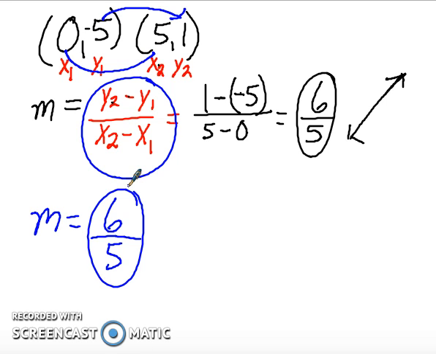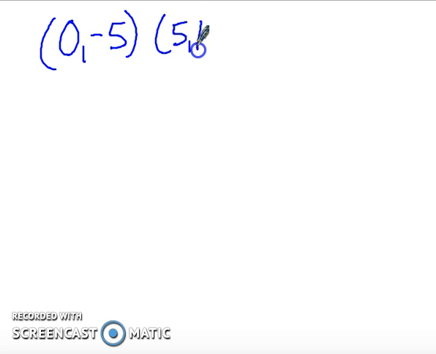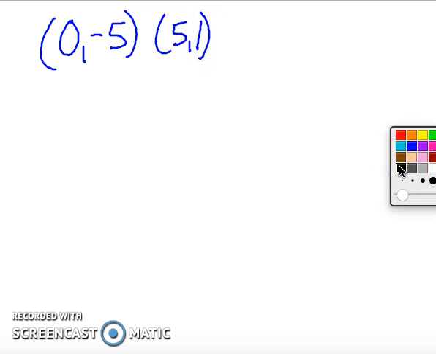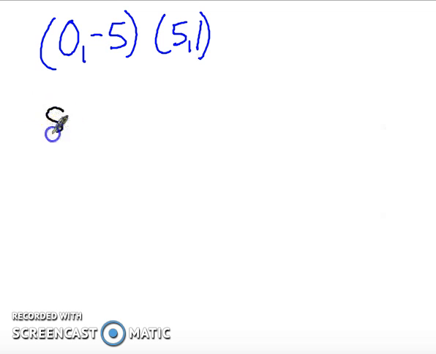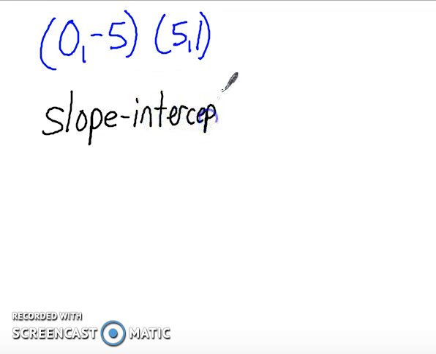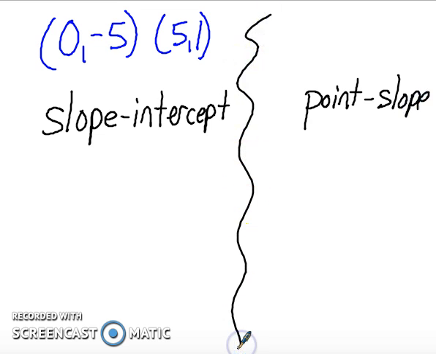Okay. So with that in mind, we've got this. Let me go ahead and start with these same two coordinates. Now, sometimes we need to write the equation of these lines. And for that, we're going to use two formulas. First, we have slope-intercept. And then we have point-slope. So those are two formulas that we use to write the equations of lines.